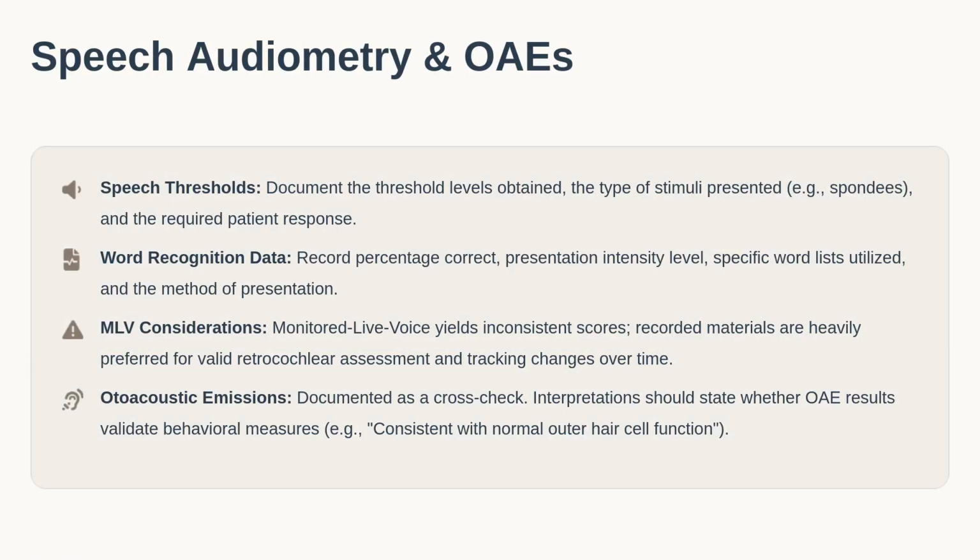For speech audiometry, you must document thresholds, the stimuli used, and the presentation levels. I want to highlight one critical point here: monitored live voice. Using monitored live voice yields highly inconsistent scores. If you are assessing for retrocochlear pathologies or tracking changes over time, you should really use recorded materials. Even though monitored live voice is by far at least as common, if not far more common, than recorded materials. For OAEs, remember they serve as a cross-check. Your documentation should clearly state whether the emissions validate your behavioral measures or point to a middle ear issue.